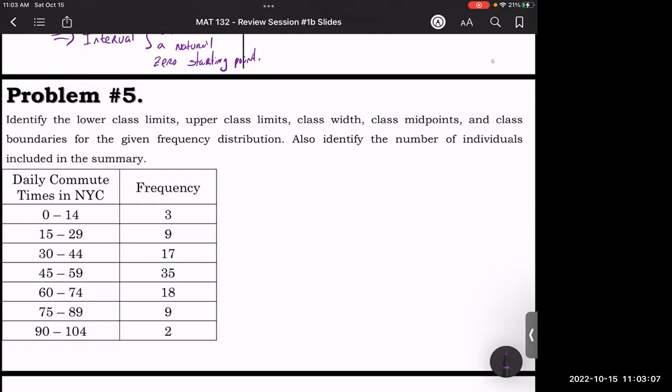The frequency is the number of data values that fall within that class. So for example, if you look at the 30 to 44 class, we have 17 people reported that that's their daily commute time in New York City. Okay, so we have to first figure out the lower class limits and the upper class limits.